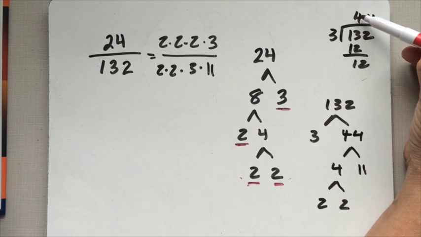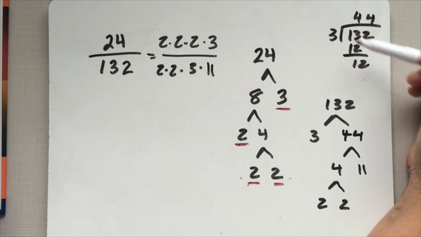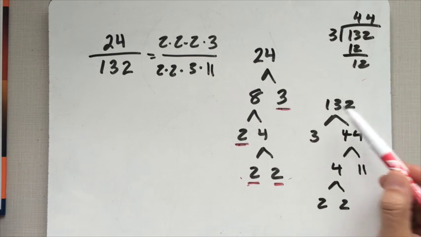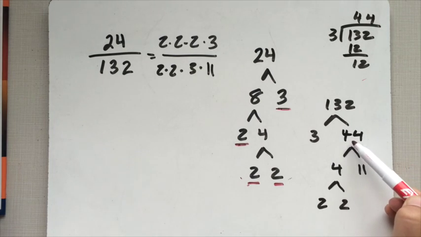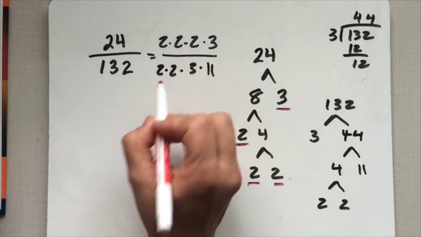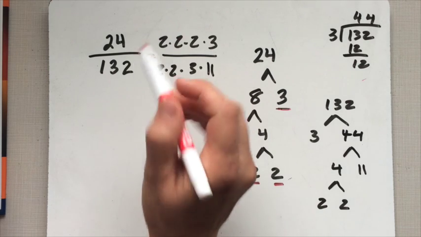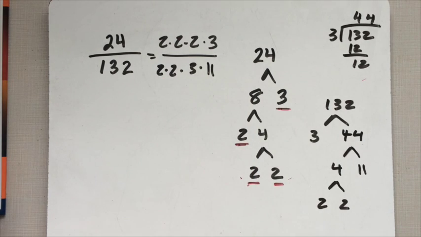3 goes into 13 4 times. 4 times 3 is 12. I get 1 left over. Drop down the 2. 3 goes into 12 4 times. So 132 is 3 times 44, and 44 I can do without the long division. That's 4 times 11. 4 is 2 times 2. Please make sure you get it all the way down to primes. If you wrote this as 4 times 11 times 3, you would miss that these 2s cancel. You have to get all the way down to prime numbers for this technique to work. Otherwise, you're going to miss factors that would otherwise have canceled.